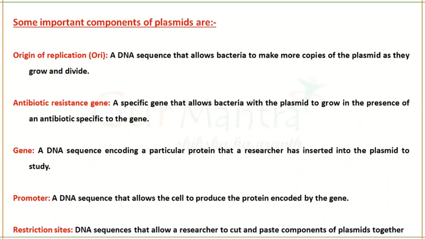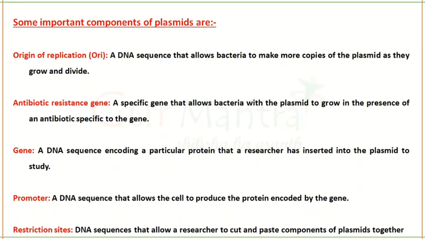So, some important components of a plasmid. What does a plasmid basically contain? It has an origin of replication. That is the site where the replication starts. So, a DNA sequence that will allow the bacteria to make more copies of the plasmid, for growth and division. Okay. Next, an antibiotic resistance gene will be present in the plasmid, because we have to screen the recombinant DNA from the normal DNA. And for this reason, the plasmid will contain an antibiotic resistance gene.